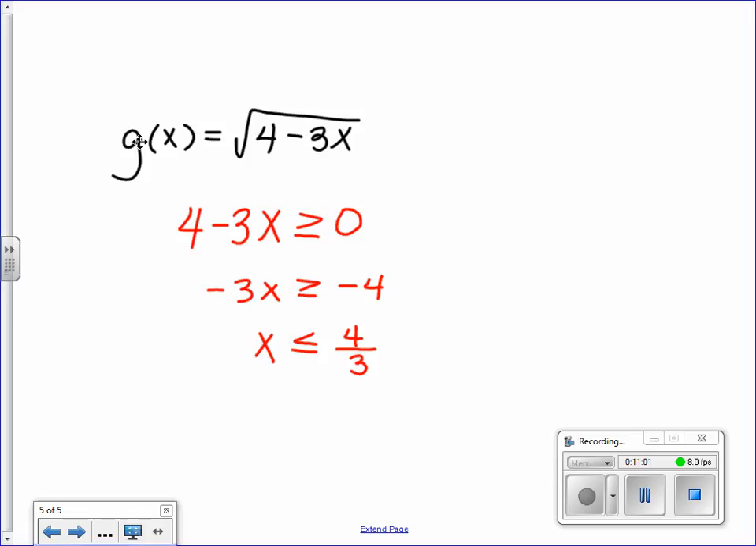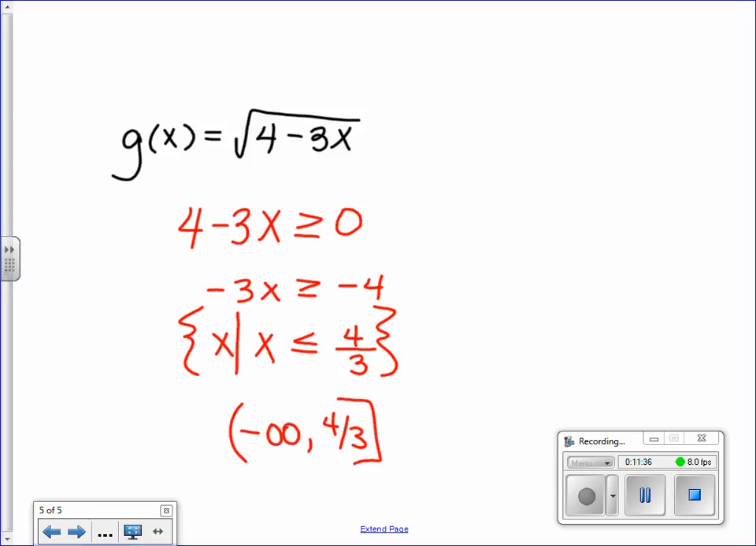So, this is my domain. X has to be less than or equal to 4/3. I could do it like this, or I could say from negative infinity to 4/3. But that's what we do for a domain on a radical. You set it up that it has to be greater than or equal to 0. The other kind I want to look at, where is it?